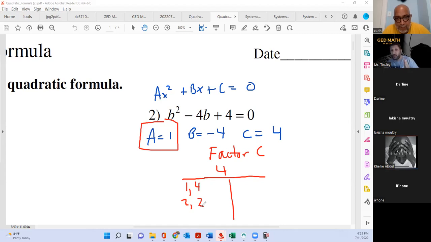A lot of people have problems with factoring, but you have to understand what a factor is: a number that goes evenly into another number. Okay, so 1, 2, and 4.